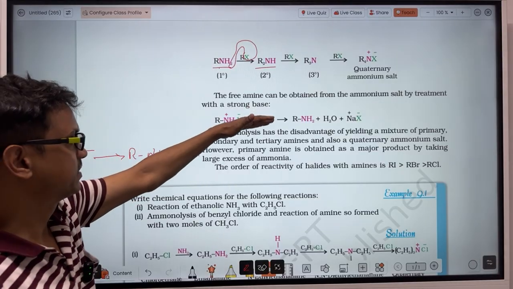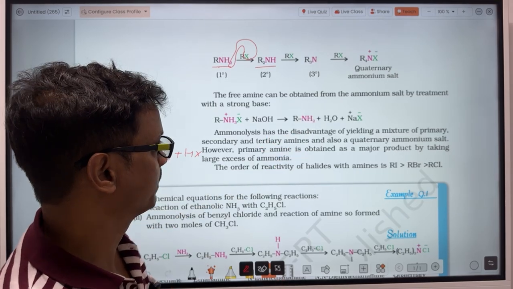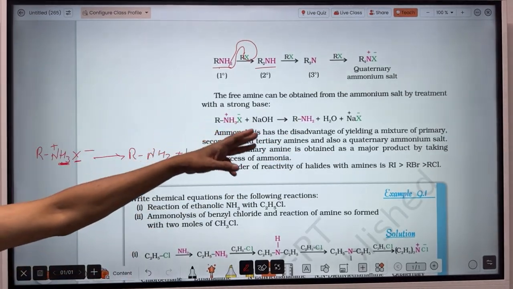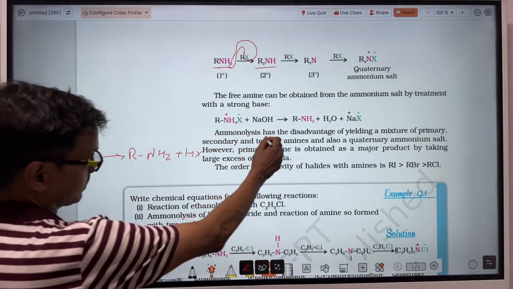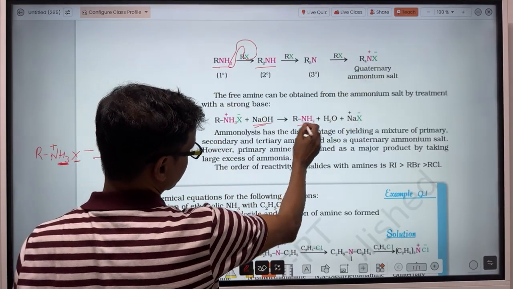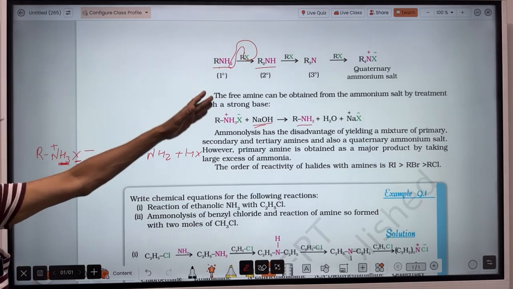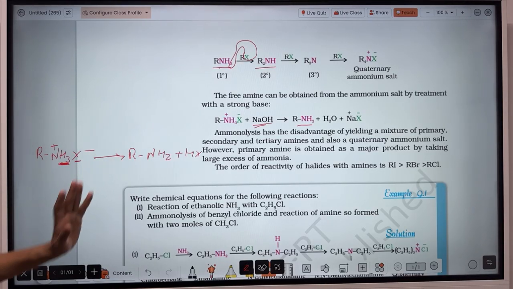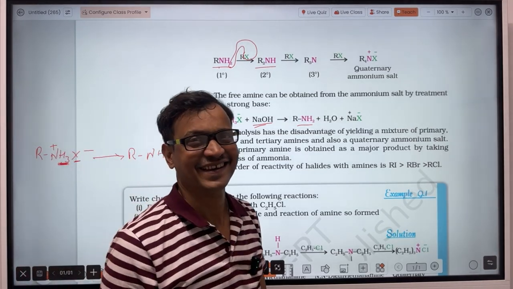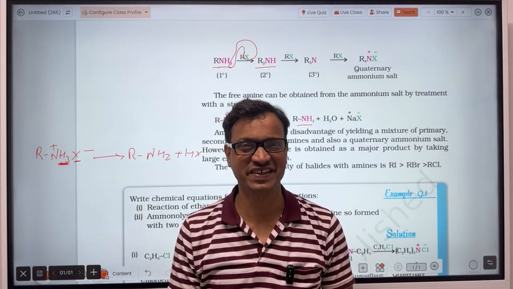When this quaternary ammonium salt is treated with NaOH, then a primary amine will form. So that is here, either at this place or here. When that is treated with NaOH, there will be formation of primary amine. Okay. So during this course, there will be a mixture of primary, secondary, and tertiary amine. The reaction is quite easy, but maybe a few students may feel difficulty.